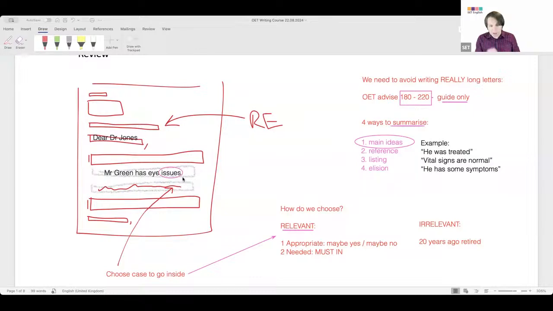Summarizing, we'll talk about this tomorrow, okay? But it's a balance. And it's very, very important in OET to get that right. You can fail your exam if you don't get the summarizing correct, okay? But I'll talk about it tomorrow.